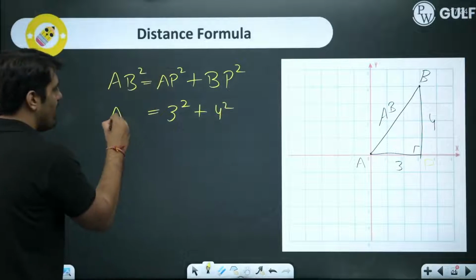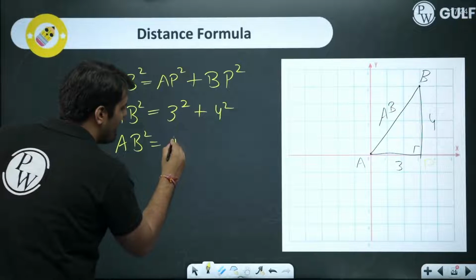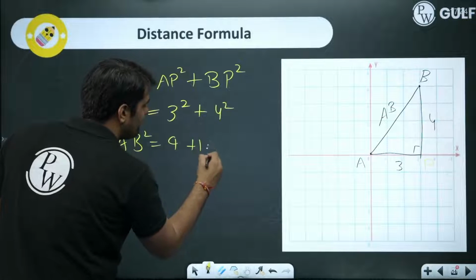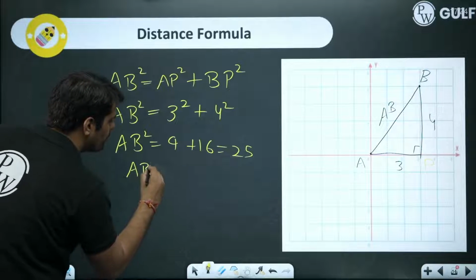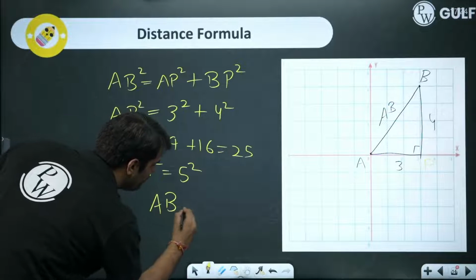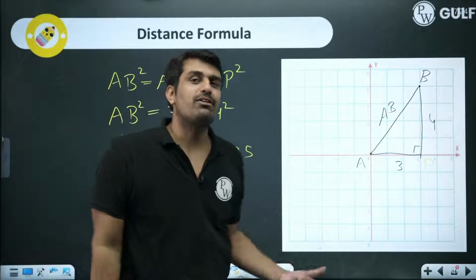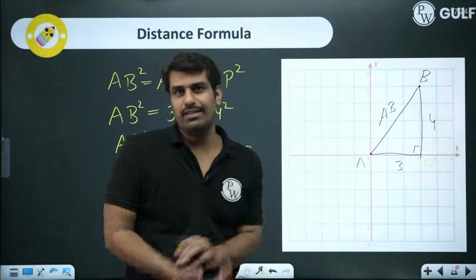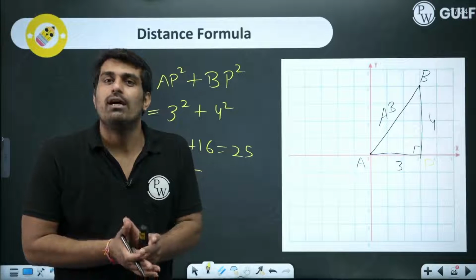So AB square will be what? AB square will be simply 3 square, that means 9, plus 4 square, that is 16, that is 25. I believe 25 is what? 5 square. So AB square is equal to 5 square, so AB is simply 5. We have used the Pythagoras theorem to find the distance between these 2 points, and the same we are going to repeat for any 2 points.